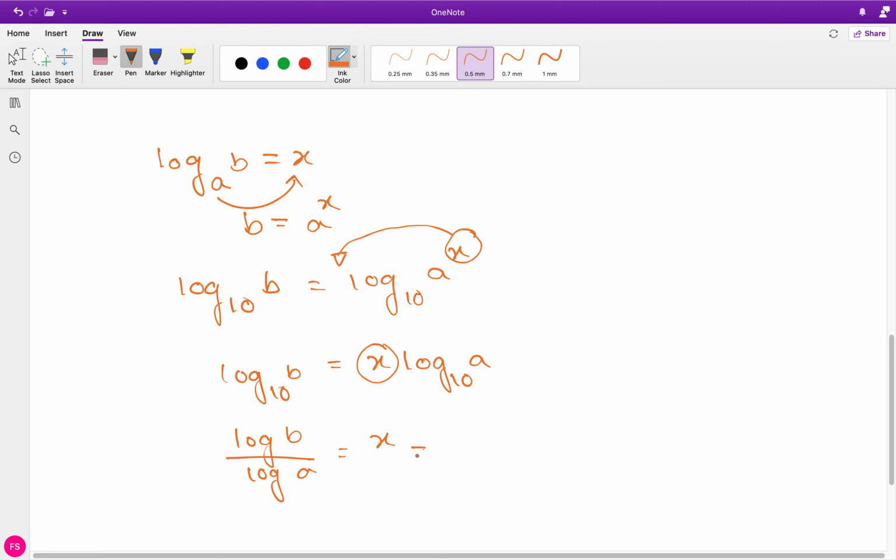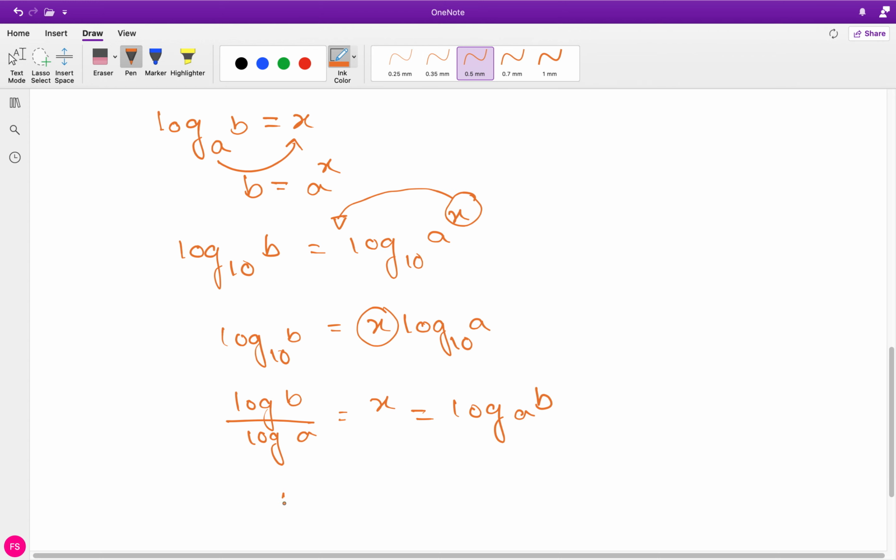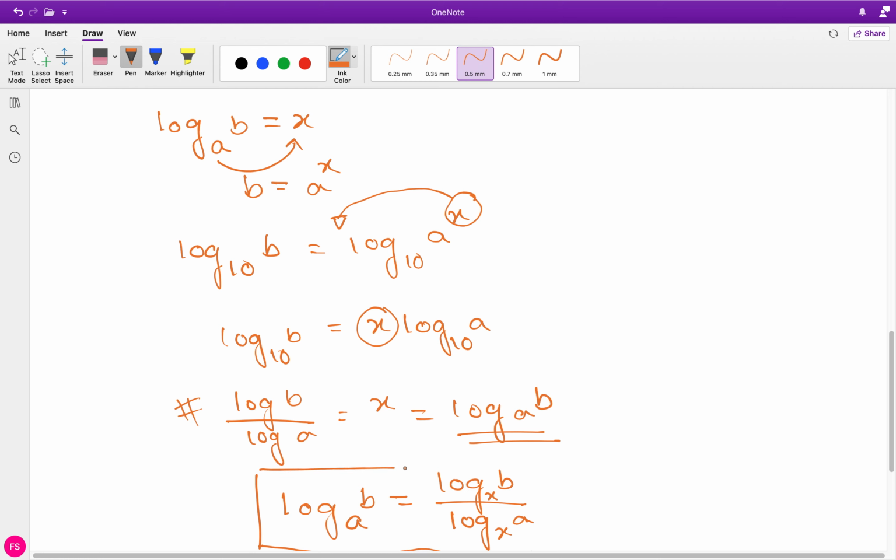So we can also write this equals log base a of b. This proves our formula that if you want to change this kind of expression, log of b with the base of a, this always equals log of b over log of a. And whatever base you want to change to, you can just name it anything. Let's say it's x. In this case, our example was with a base of 10. So this proves our formula.